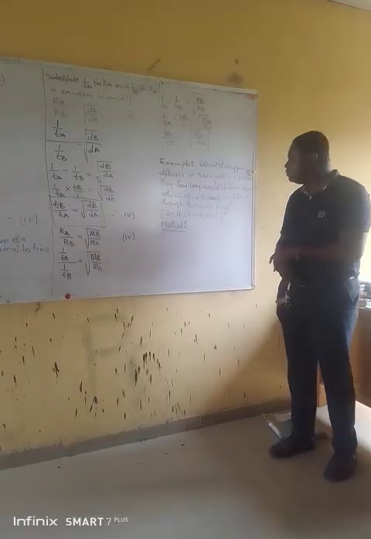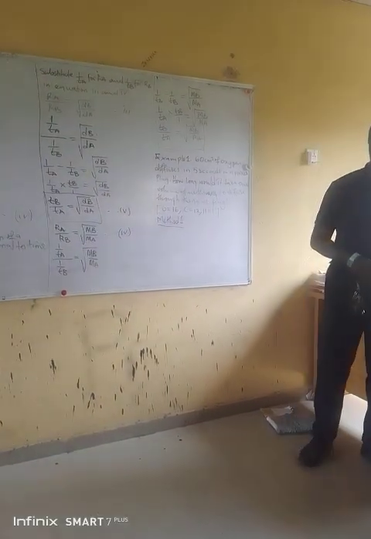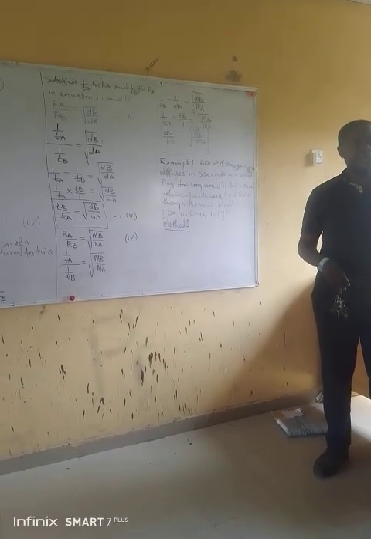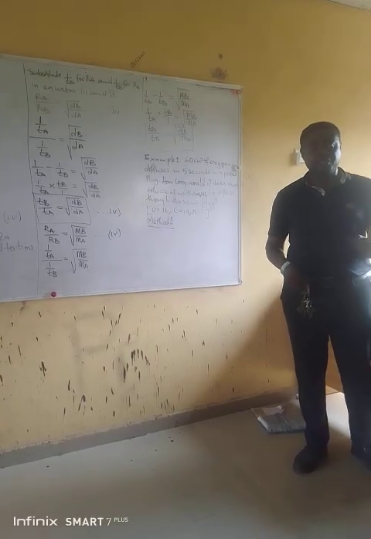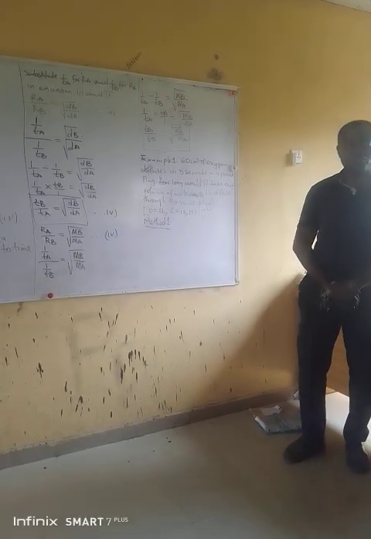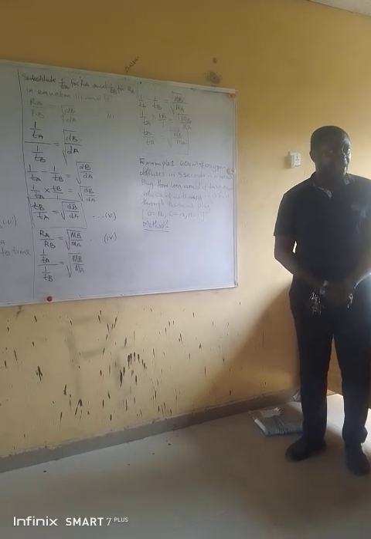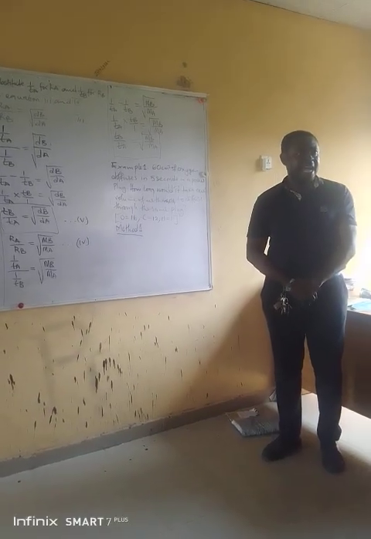Now, what do we do? First thing to do is identify the 2 gases in the question. The first one will represent gas A. The second gas will represent gas B. What are the 2 gases inside this question? Oxygen and methane. Oxygen will represent gas A. Methane will represent gas B.